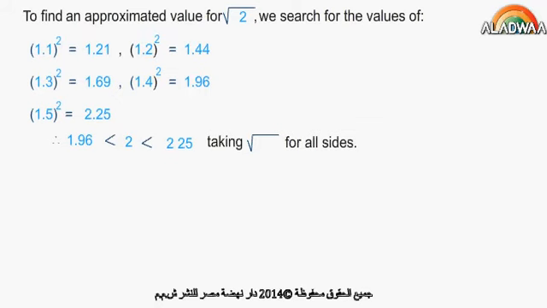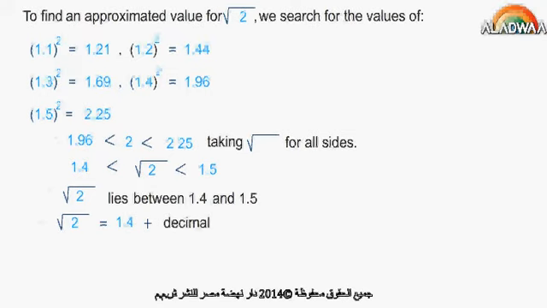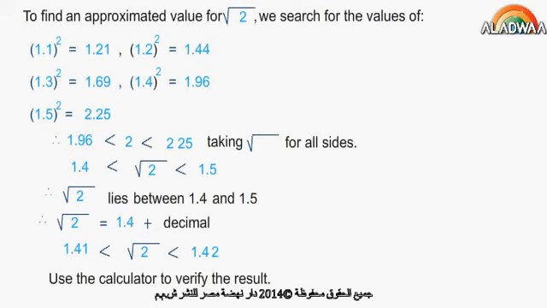Taking the square root for all sides, then 1.4 is less than the square root of 2, which is less than 1.5. Therefore, the square root of 2 lies between 1.4 and 1.5. The square root of 2 equals 1.4 plus decimal, or the square root of 2 is greater than 1.41 and less than 1.42. Use a calculator to verify the result.